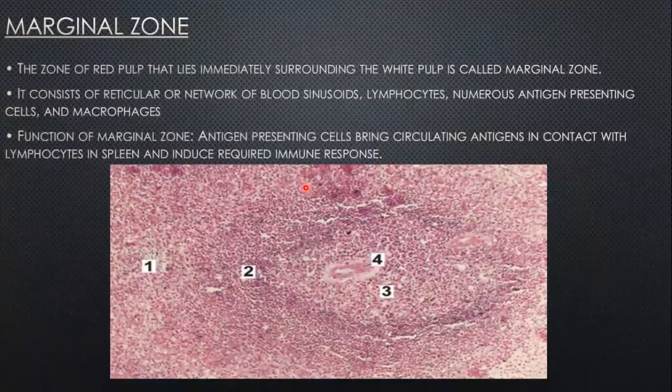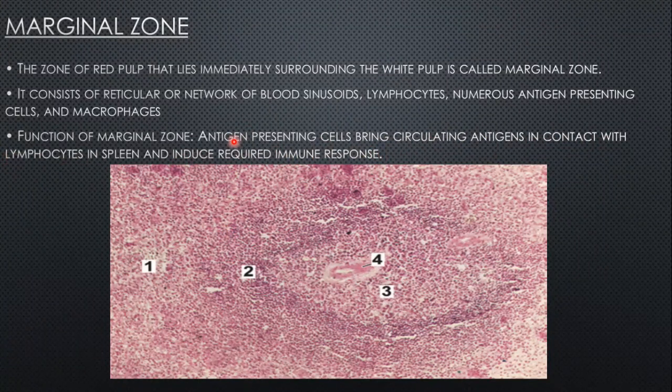Now, the marginal zone. The zone of red pulp that lies immediately surrounding the white pulp is known as the marginal zone. It will contain a reticular network of blood sinusoids, lymphocytes, numerous antigen-presenting cells, and macrophages. Now, what is the function? Antigen-presenting cells usually bring circulating antigens into contact with lymphocytes in the spleen and induce the required immune response.